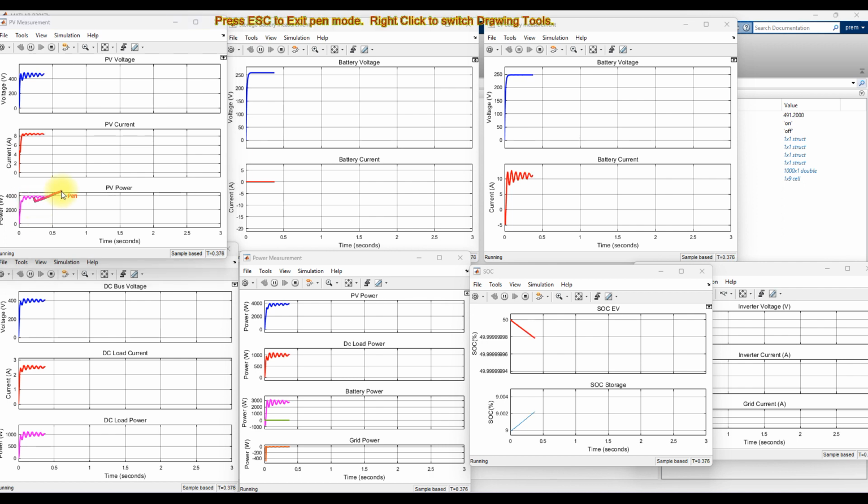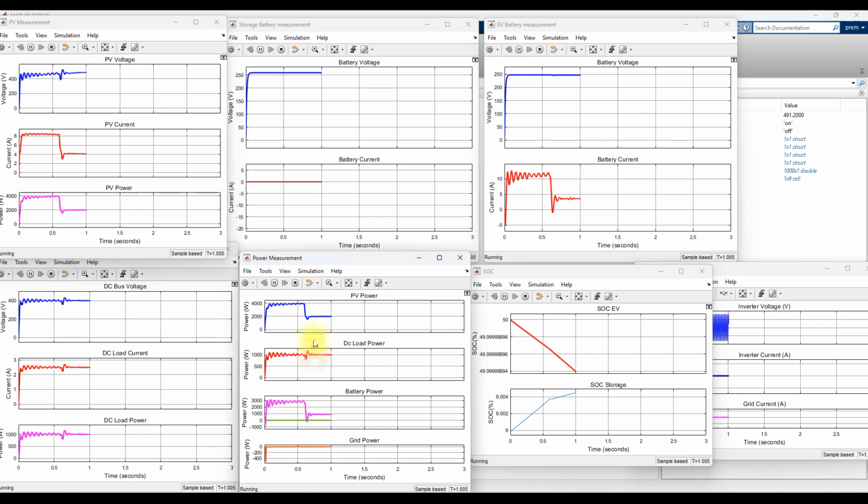Here the DC load is around 1000 watts, and you can see the battery current is around 12 amps and the battery voltage is 250 volts. The power of PV is 4000, load is 1000 and battery power is 3000. The pink color is the EV battery power and green is the storage battery.